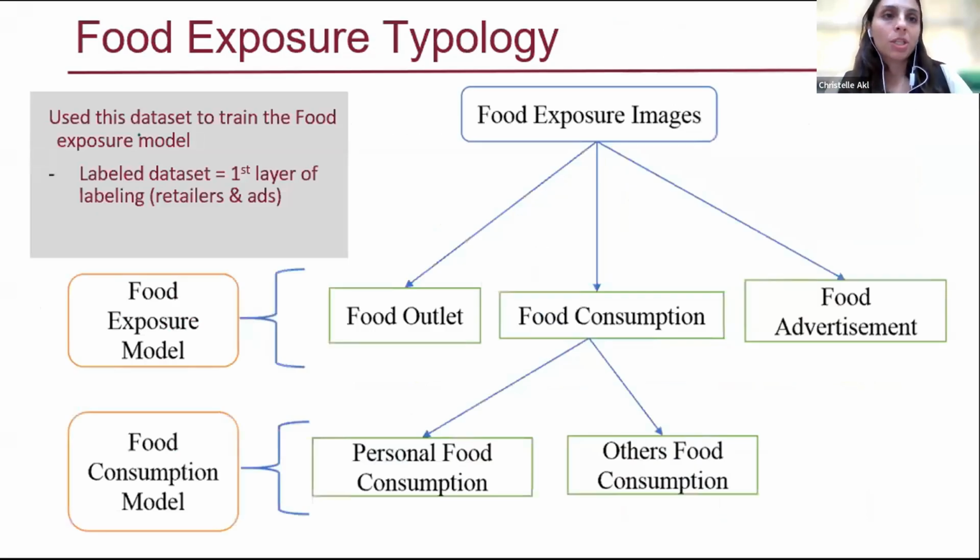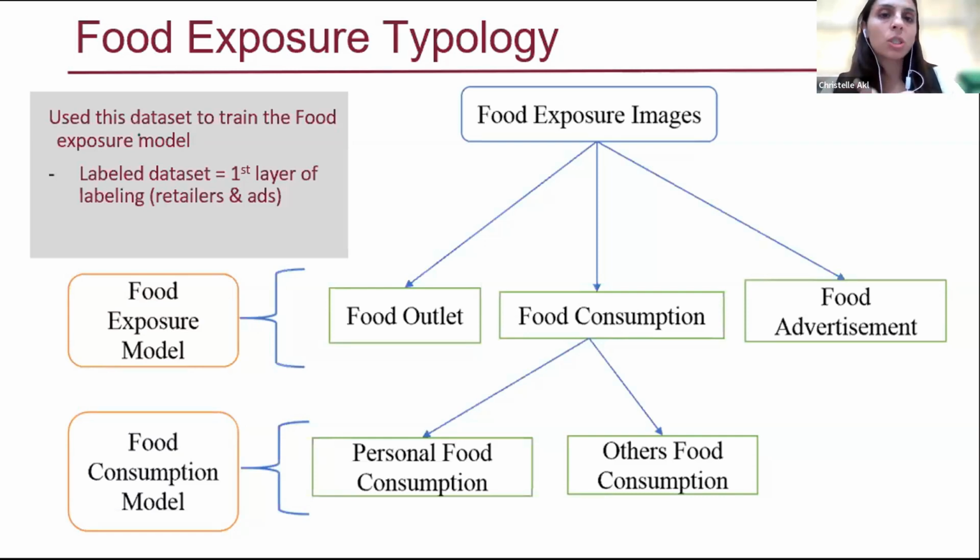Now, as I mentioned, the data set that was generated from this ground truthing was used to assess, of course, the quality of the school neighborhood food environment. But we also used it to train the food exposure model. The second food exposure model that Shadi was talking about was built to classify food-related images into food outlet, food consumption, and food advertisement.